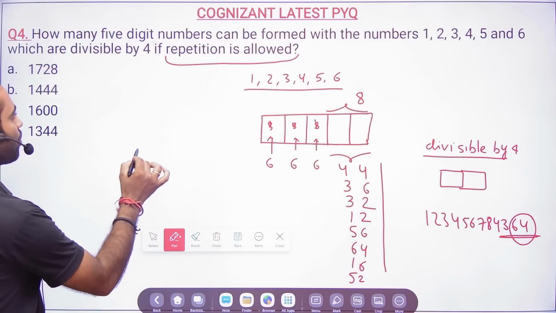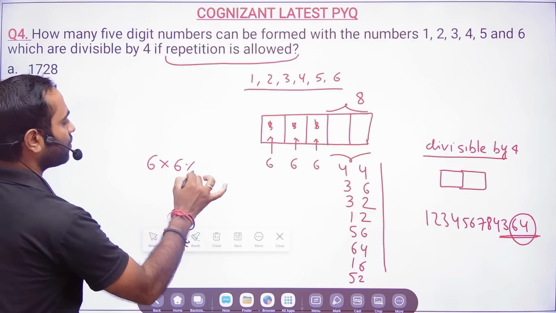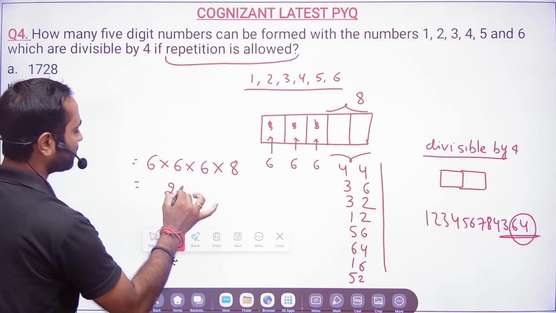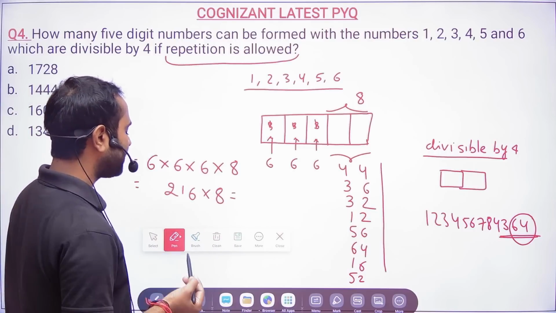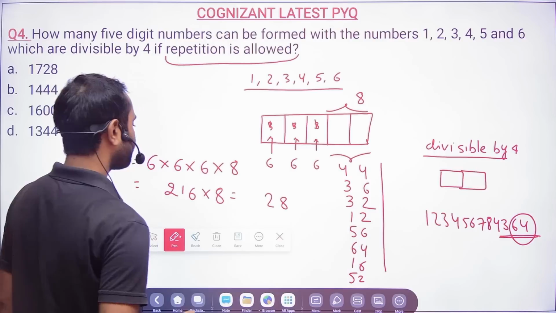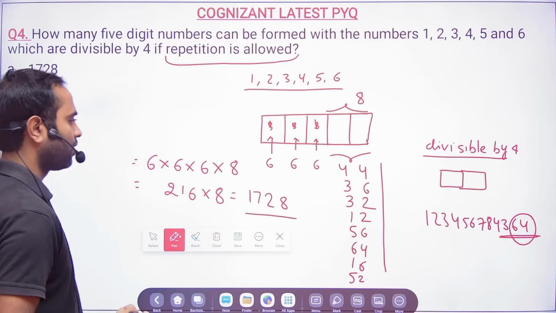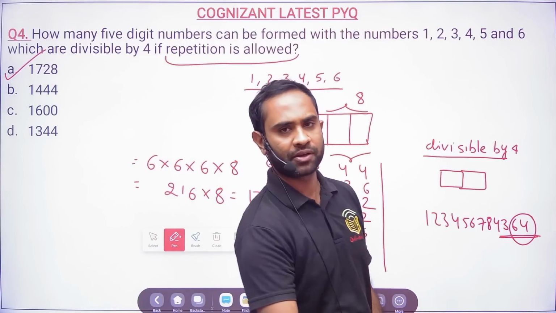Now, my total number of ways will become 6 into 6 into 6 into 8. So 6 cube will be 216, and if we multiply by 8, we get 1728. That means option A will be the correct answer for this particular problem.